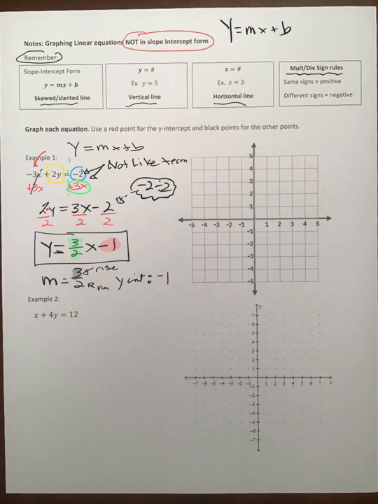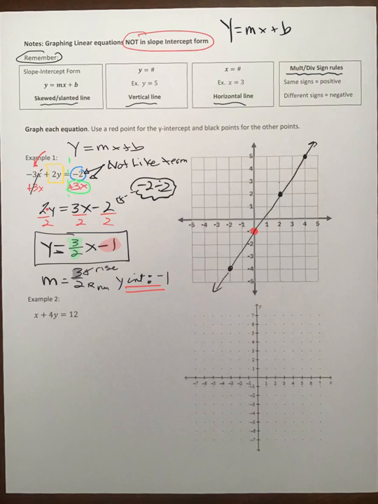So remember, on the Nearpod, we asked you to put a red dot at negative 1 on the y-axis. And then we're going to go up 1, 2, 3, and over 2. Up 1, 2, 3, and over 2. And then down 3, 1, 2, 3, over 2. Right? And normally we would actually connect these and make a line.